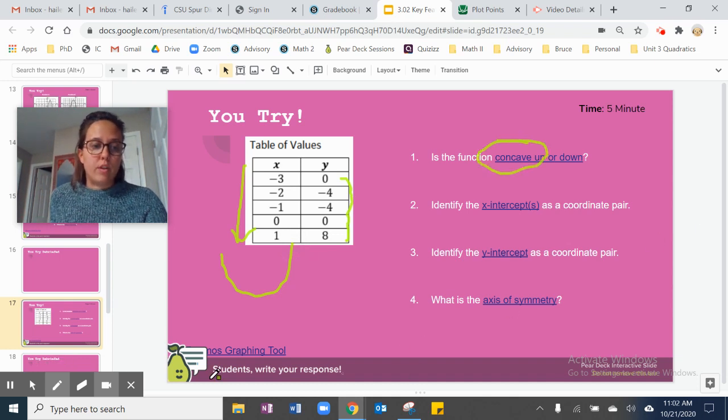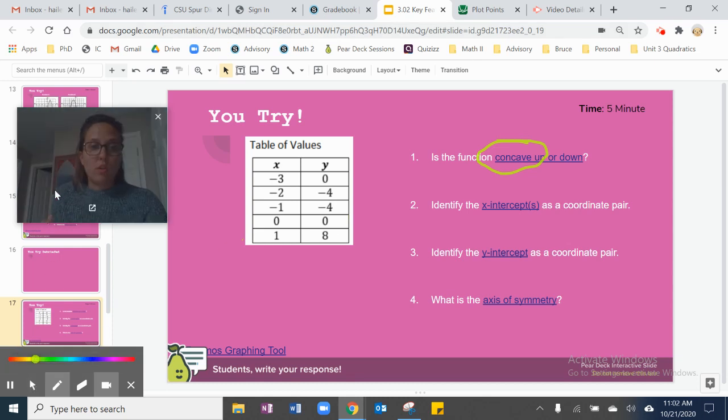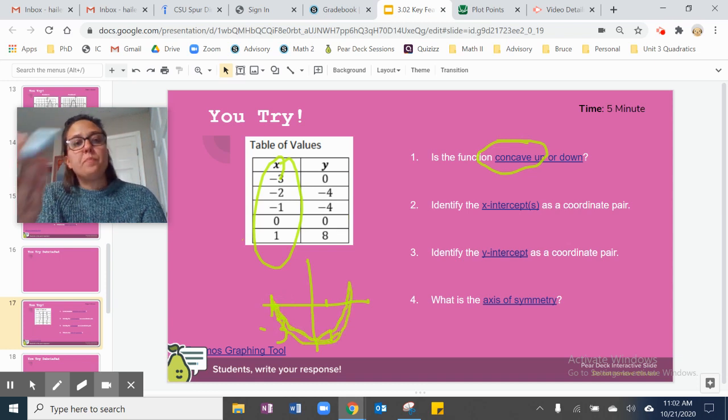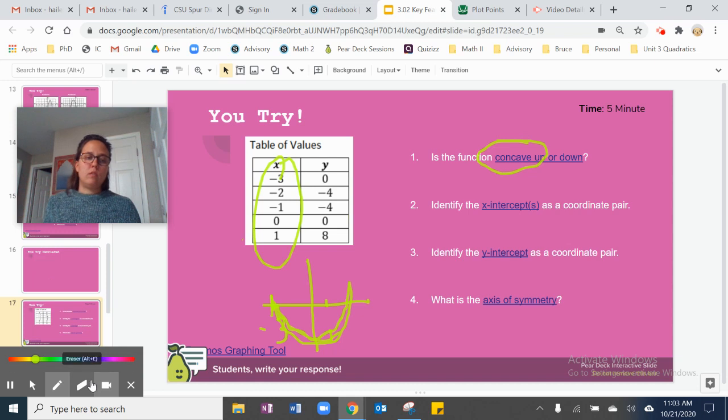But if that's hard to do in our head, then we can also draw a rough sketch, right? Or we can put the points on the graph. So if we draw a rough sketch, again, it's between -3 and +1. Those are our x values. And then it goes from 0 to -4 to +8, right? So 0 to -4 to +8, which also tells me it's concave up.